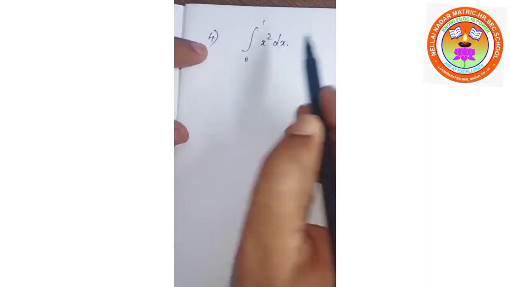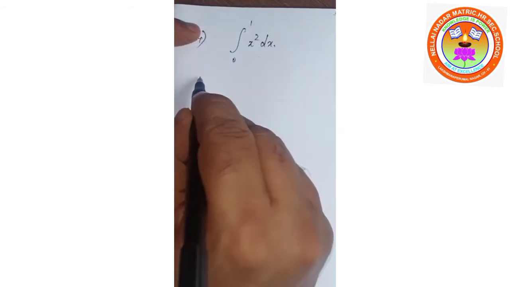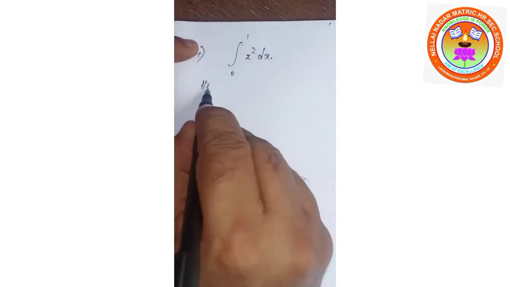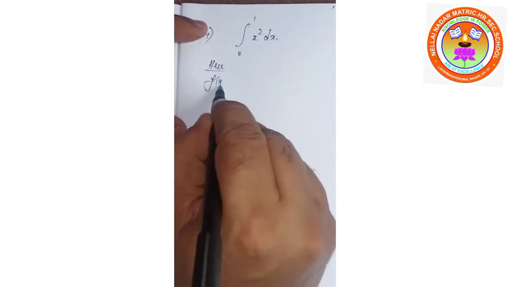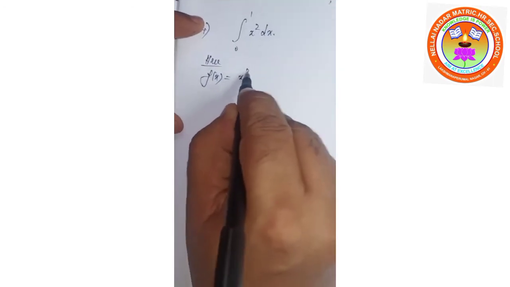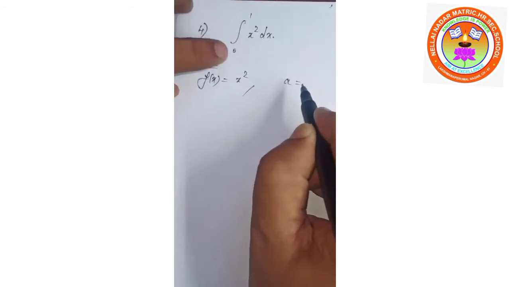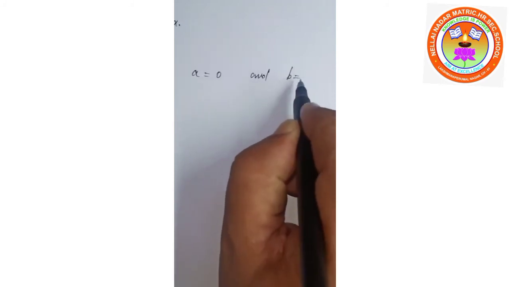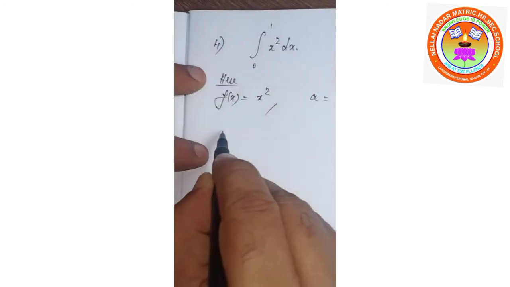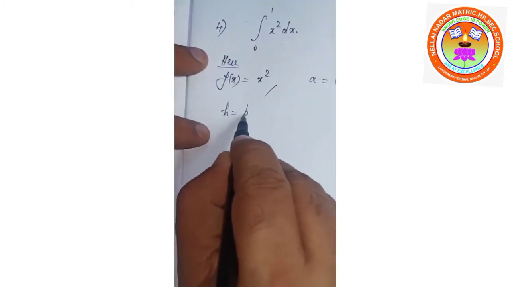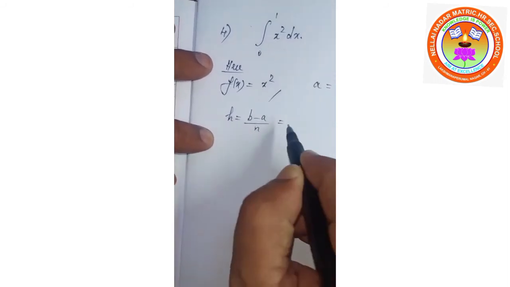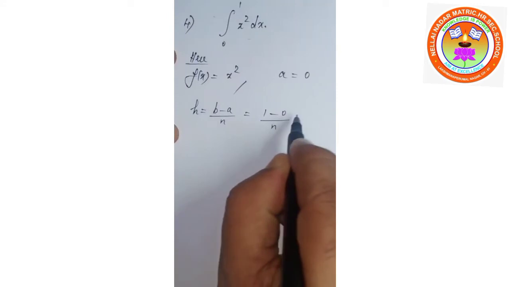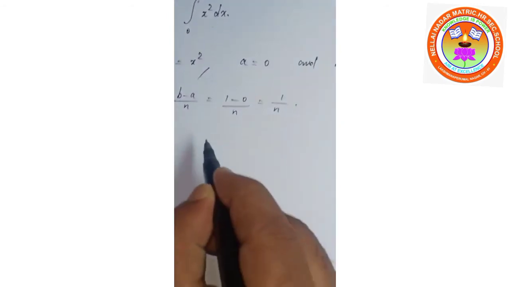Integral 0 to 1 x squared dx. This is of the form integral a to b f of x dx. Here f of x equals x squared. a is the lower limit 0 and b is the upper limit 1. Then you have to find h. h is equal to (b minus a) by n. b value is 1, minus a value is 0, divided by n, that is equal to 1 by n.